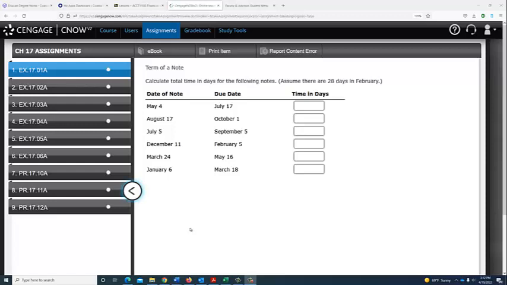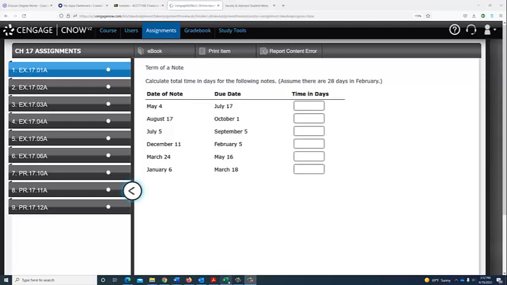We're going to start the review of our Chapter 17 assignments with Exercise 17.1, where we're going to calculate the total time in days for a note. So we're given the date of the note and we're given the due date, and our job is to figure out the number of days in between. So we will do a couple of these and then I'll save the rest for you to practice on.